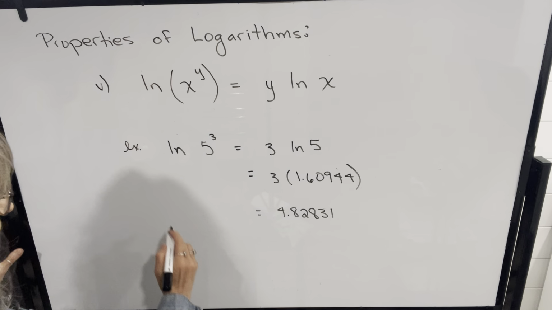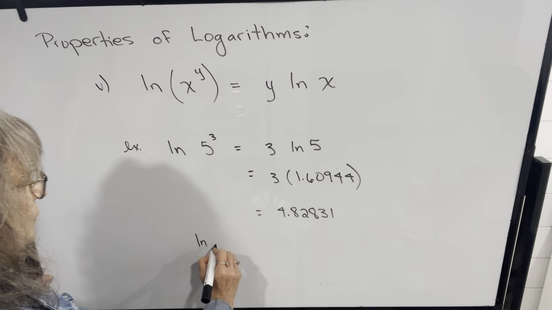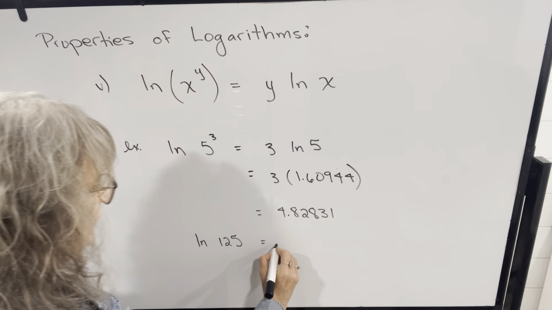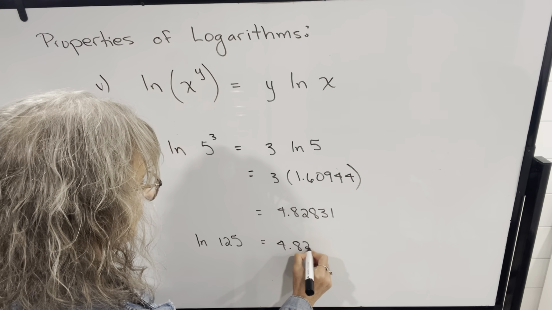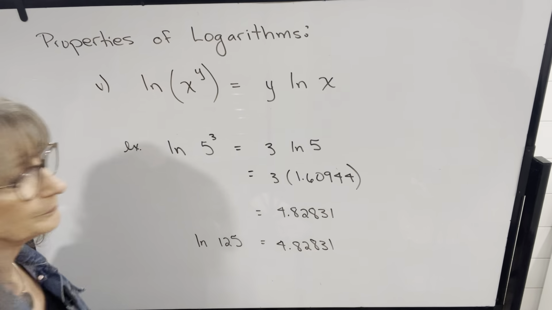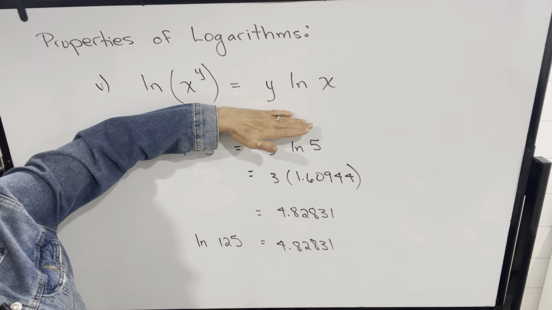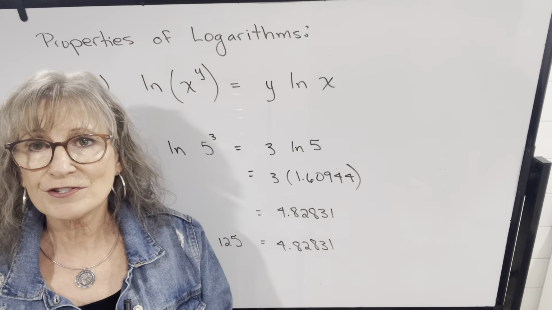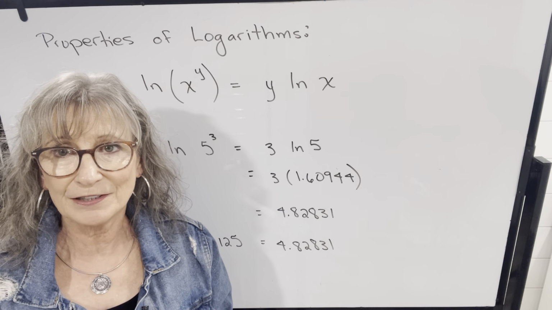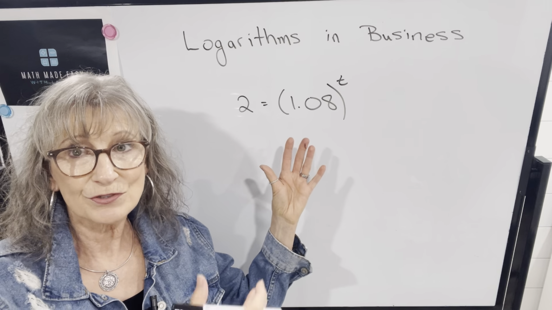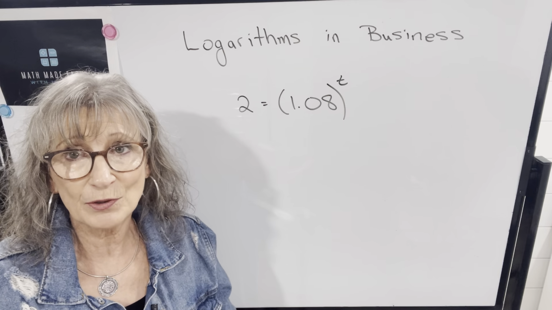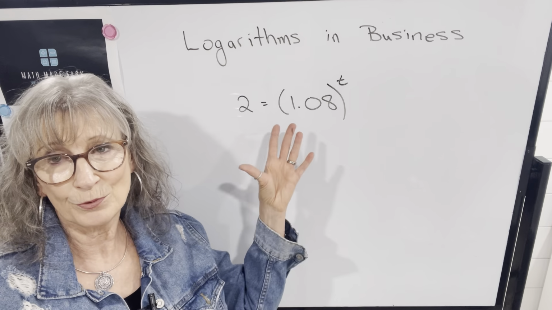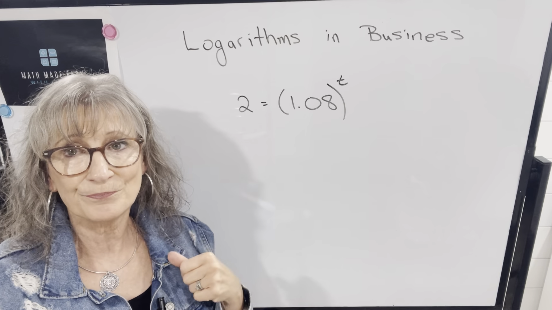Let's do a check. 5 cubed is 125. When you type in natural log of 125, you will get 4.82831 as well. This is the property that you're going to find very, very useful when solving exponential equations like the example I did at the beginning. I am going to talk about solving equations like this and compound interest formula in a future video, but if you're curious, I'll go through and show you how you would solve this equation.